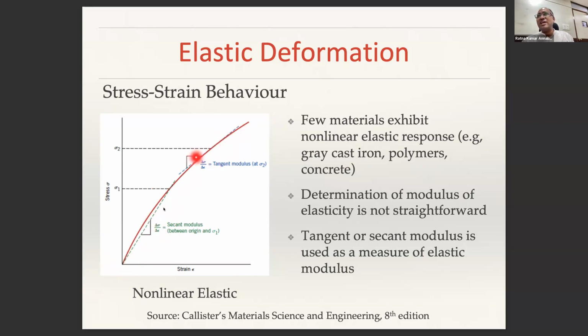It is still called elastic because when you remove the load at any point, it will come back on the same path. And when you make the load zero, the strain also becomes zero. That means the material is coming back to its original configuration. That is why it is still called elastic. Any questions here? It's clear, sir.